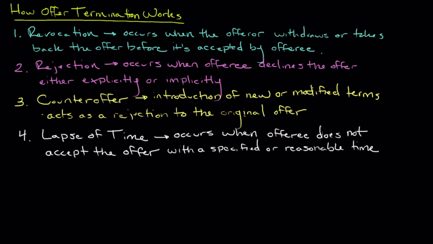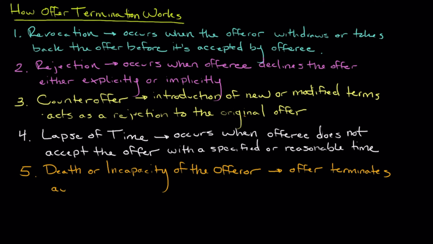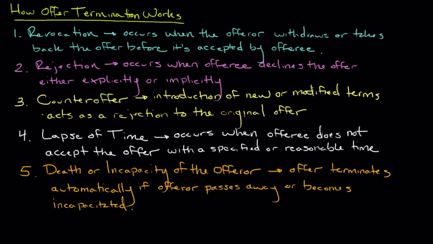Now, the fifth and final way, at least that we're going to discuss, that an offer can be terminated is through the death or incapacity of the offeror. If the offeror passes away or becomes incapacitated before the offeree accepts, the offer is automatically terminated. This can sometimes occur in business situations. So let's say a business owner offers to sell their business to a potential buyer. However, before the offer is accepted, the business owner unexpectedly passes away. In this case, that offer is terminated and is no longer valid due to the death of the offeror.